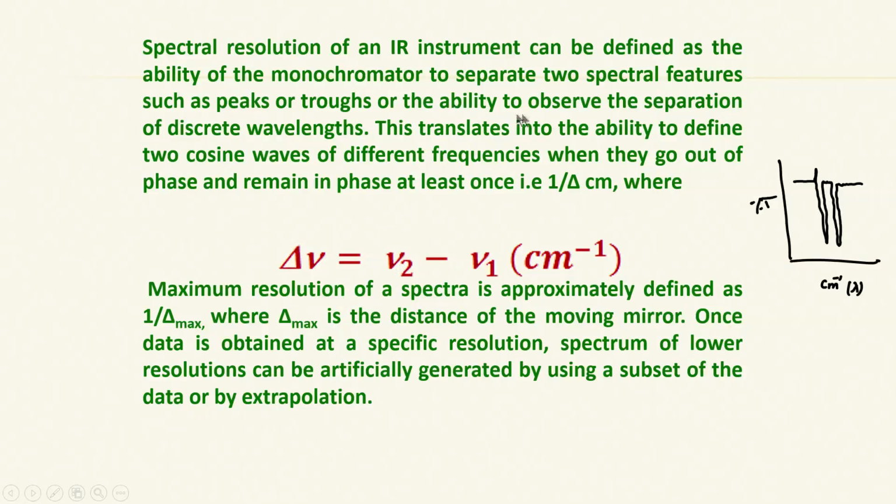Delta V is the ability to define two cosine waves of different frequencies when they go out of phase and remain in phase at least once, that is delta V is equal to V2 bar minus V1 centimeters inverse. The maximum resolution of a spectrum is defined as 1 over delta max, where delta max is the distance of the moving mirror. So, once data is obtained at a specific resolution, a spectrum of lower resolution can be artificially generated by using a subset of the data or extrapolation.